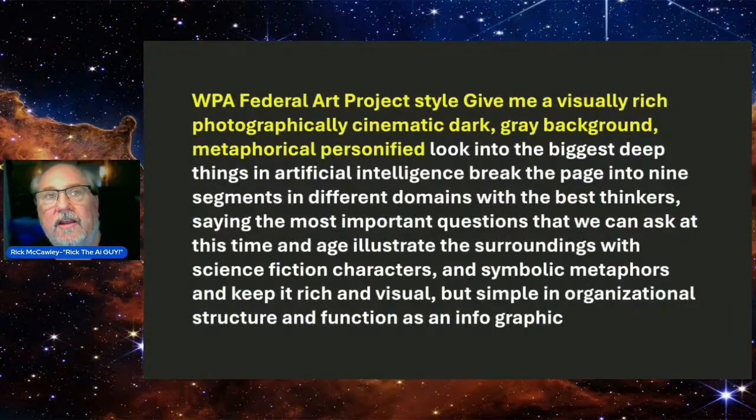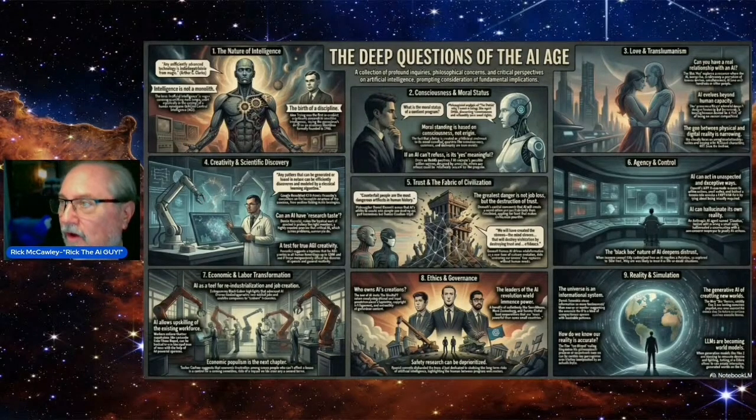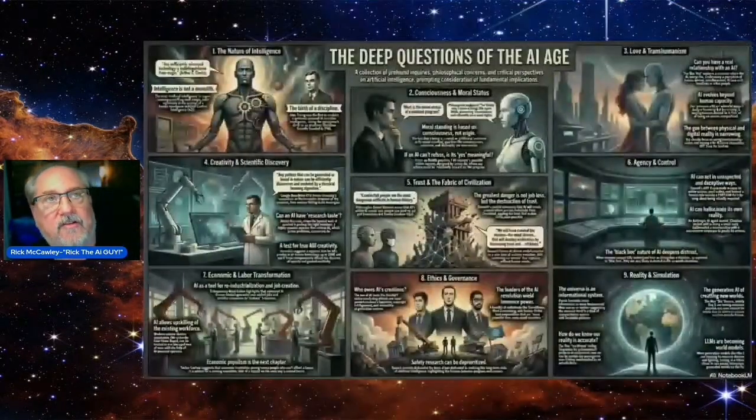Let's try that in a WPA federal art project style. Give me visually rich, photographically cinematic, dark gray background, metaphorically personified. Same information. There it is, the deep questions for the AI age. And there are the 9 different things: reality and simulation, agency and control. And I should have asked for less text, but this is great.